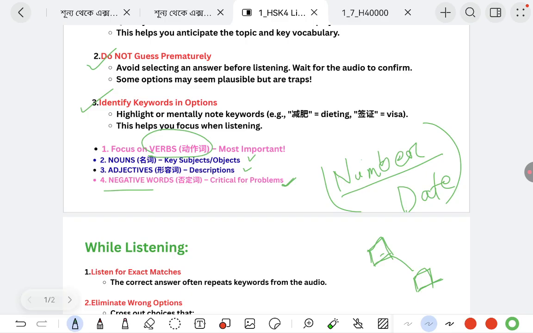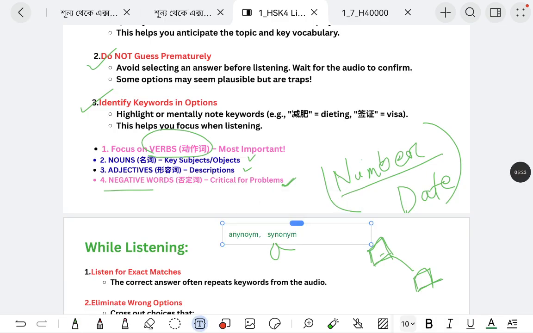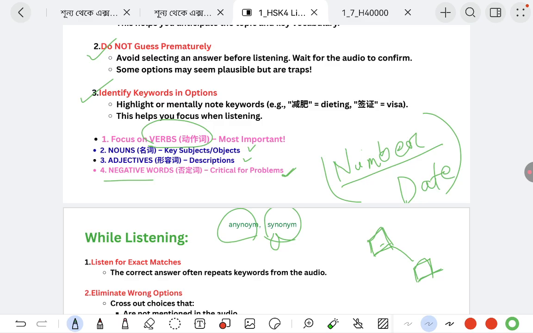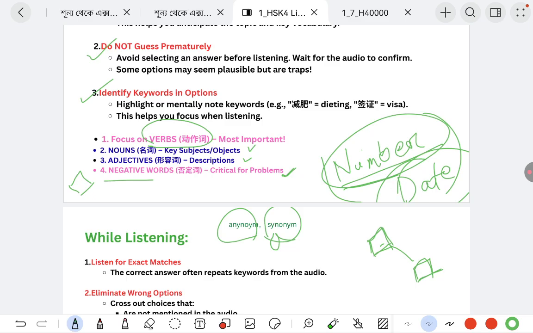So also for verbs. Another thing I didn't mention, sorry, antonym and synonym. Synonyms have the same meaning. For example, you hear one word in the audio, but in your option there is another word, but they have the same meaning. You have to understand these things also. Okay, I hope you understand what I want to say. Number is a trap for you. Be careful. Also, negative words are a trap for you.